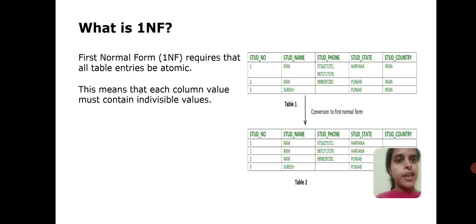What is 1NF? First normal form requires that all table entries be atomic. It means to be unique. This means that each column value must contain individual values. You can see in table 1 and table 2 also.